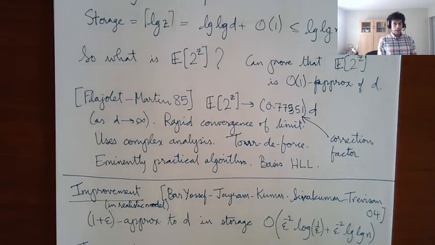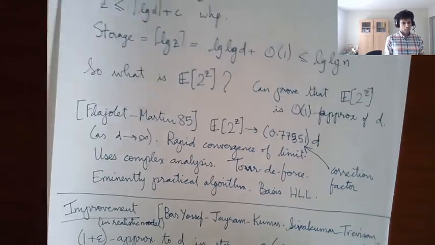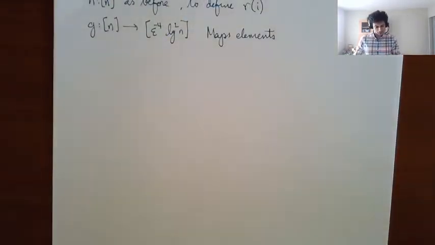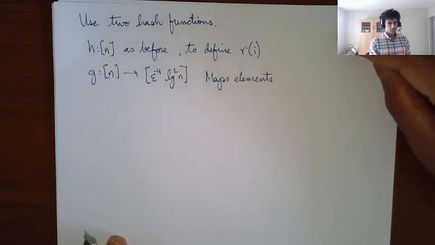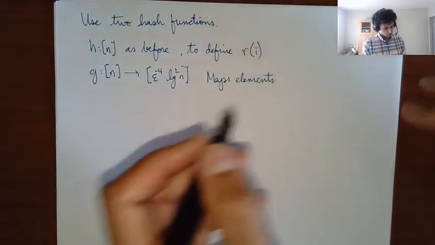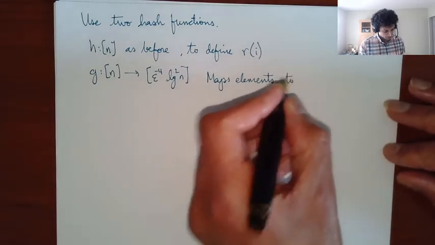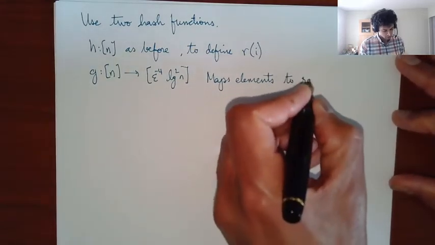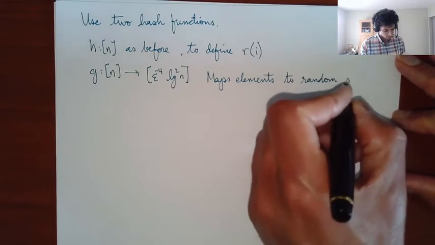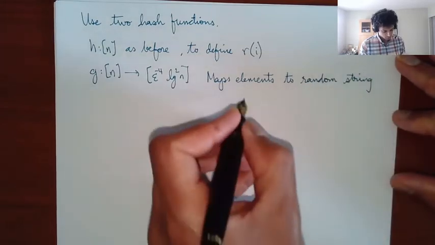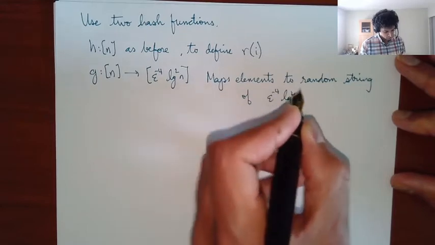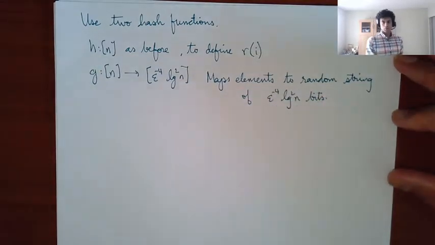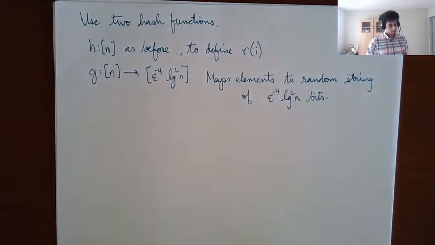Now what I want to emphasize here, I can mention right here: it uses these two hash functions, and this G maps elements to essentially a random string of epsilon to the minus 4 log squared bits. So this is another hash function.